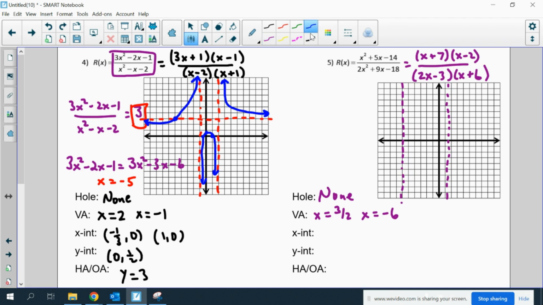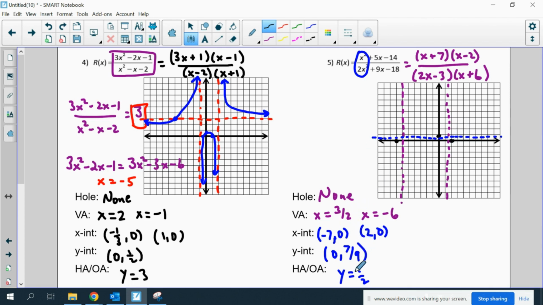x-intercepts are where only the numerator is equal to 0. So that's going to be at -7 and 2. The y-intercept is what happens when you sub in x equals 0. So you get -14 over -18, which is 7/9. The horizontal asymptote is going to be y equals 1/2, because when you look at the leading coefficients, since the powers are the same, you get 1 over 2. So put 1/2 in. 7/9 is a little bit above 1/2. You get an x-intercept at -7, an x-intercept at +2.